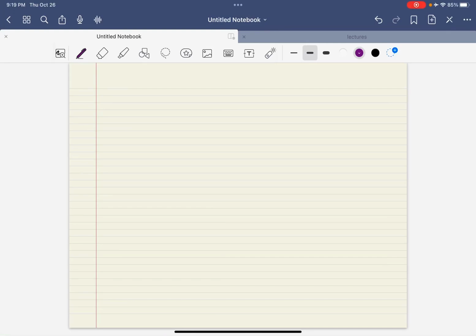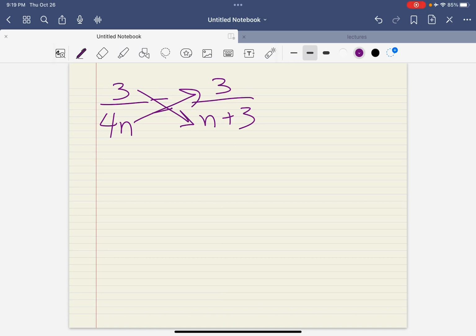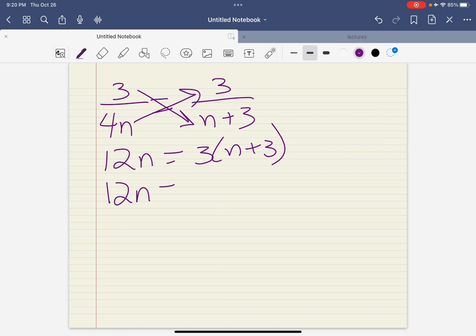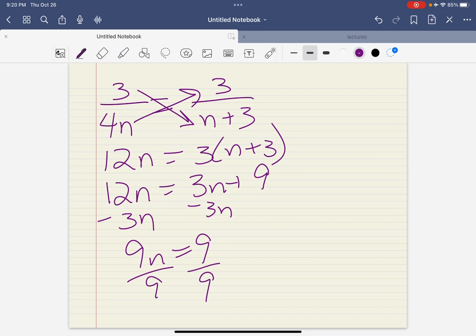All right, so number 9 is 3 over 4n equals 3 over n plus 3. And this one we can just cross multiply on. This times this equals this times this. So 3 times 4n is 12n, and 3 times n plus 3. So 12n equals 3n plus 9. Subtract 3n, 9n is equal to 9. Divide by 9, so n is just equal to 1.